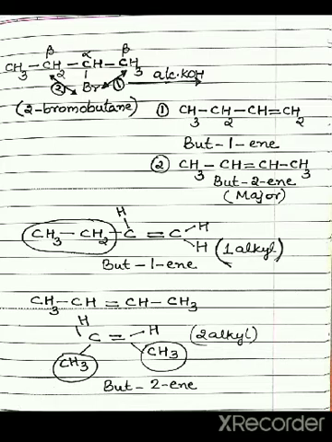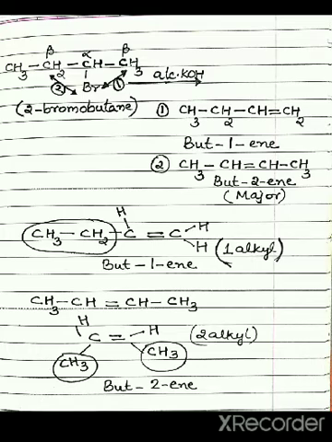Next, we should know, out of but-1-ene and but-2-ene, which is the major product. The major product formed in this reaction will be governed by Zaitsev rule. And what is the rule? It states that the alkene with more number of alkyl groups will be the major product. Now consider but-1-ene. It has only one alkyl group. Which is that alkyl group present in but-1-ene? It is ethyl group.